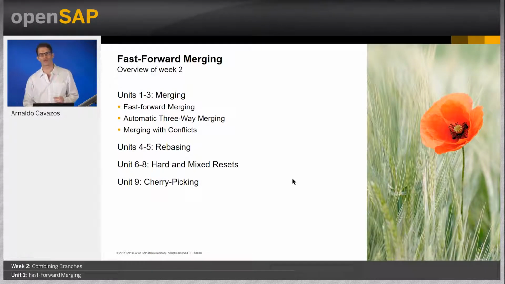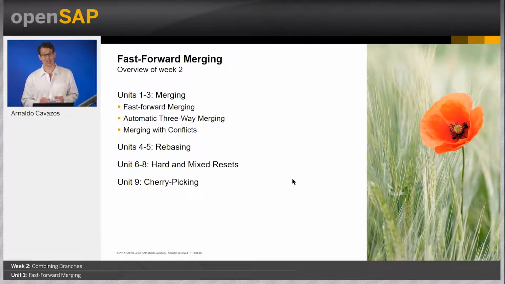we will cover the 3 merging scenarios you will commonly encounter when working with Git: fast-forward merging, conflict-free 3-way merging, and 3-way merging with conflicts. In units 4 and 5, we will cover rebasing, both with and without conflicts. In units 6 and 7, we will cover the 2 kinds of resets you can perform with Web IDE Git: hard and mixed. In unit 8, I will give you a slightly complex but very common practical Git scenario in which you will need to use all the tools we've learned this week to solve a problem.